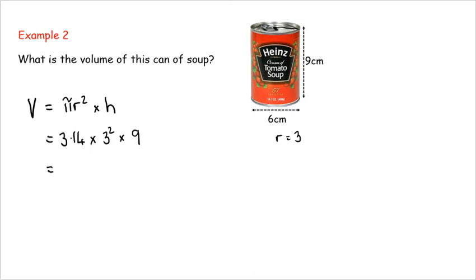We've done the hard part now, we just need to put it into our calculator. So 3.14 multiplied by 3 squared multiplied by 9 gives us 254.34. And again, we're in centimetres, so it should be cubic centimetres. If it was in metres, it would be cubic metres. If it was in kilometres, it would be cubic kilometres. I think generally you're going to see centimetres though.